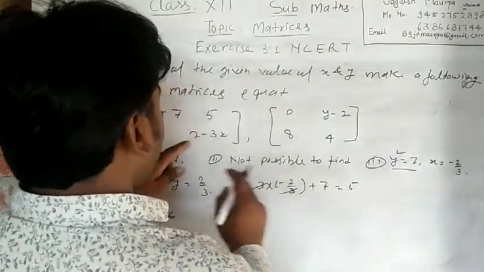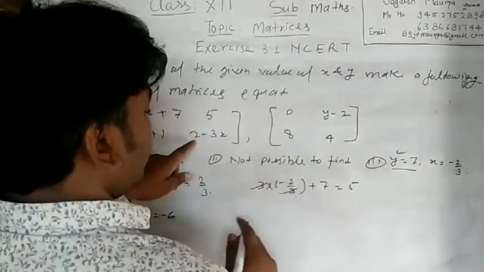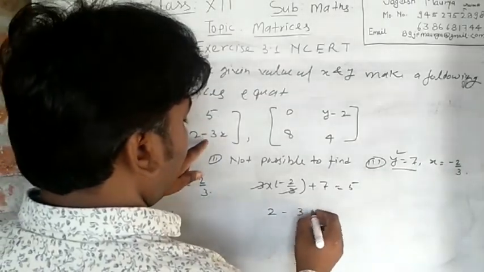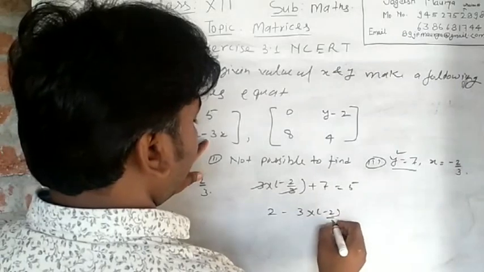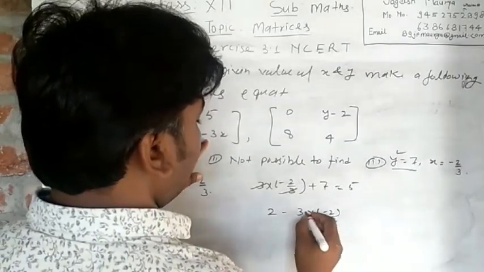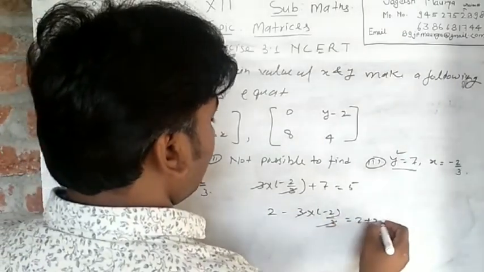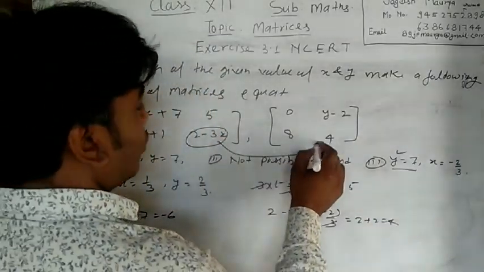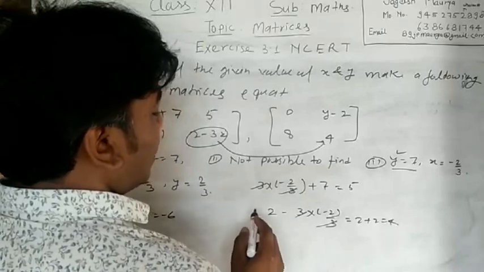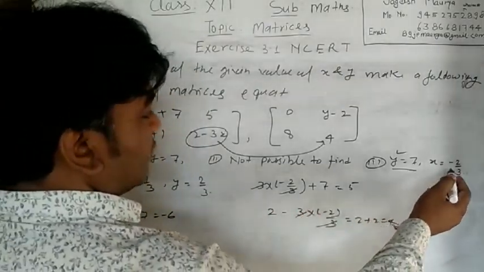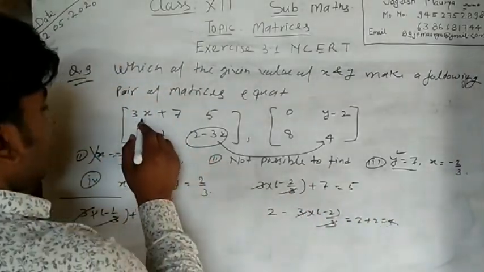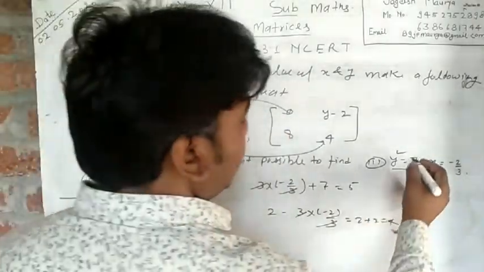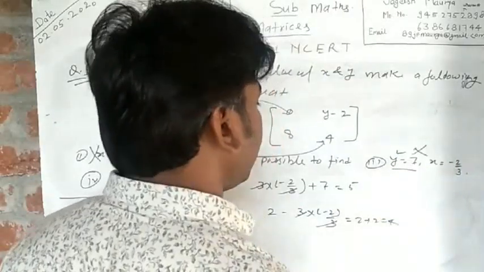But if we put here x equal to minus 2 by 3, 2 minus 3 into minus 2 by 3, this cancel out. Here 2 plus 2 equal to 4. Means this element equal to 4. But if we take a minus 2 by 3, so this not equal to 0. So this option is also a wrong option.